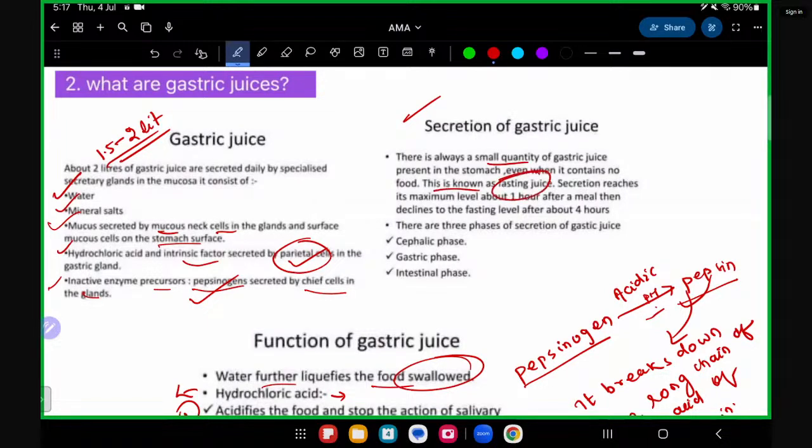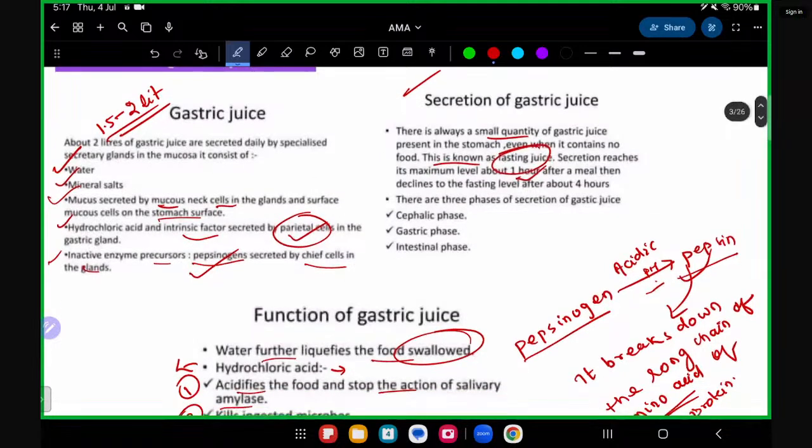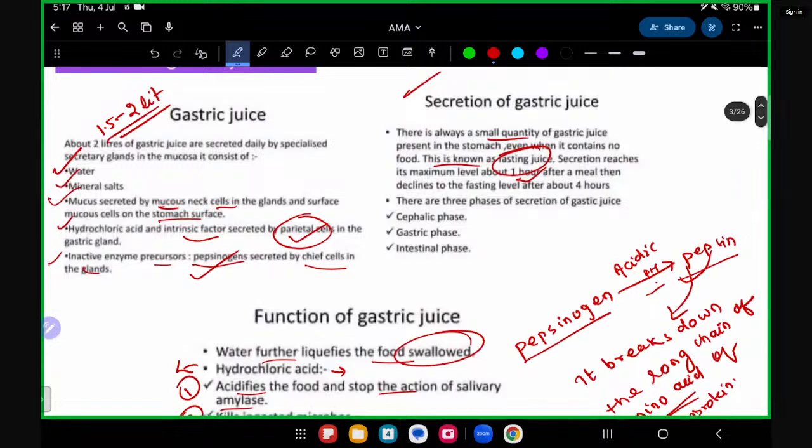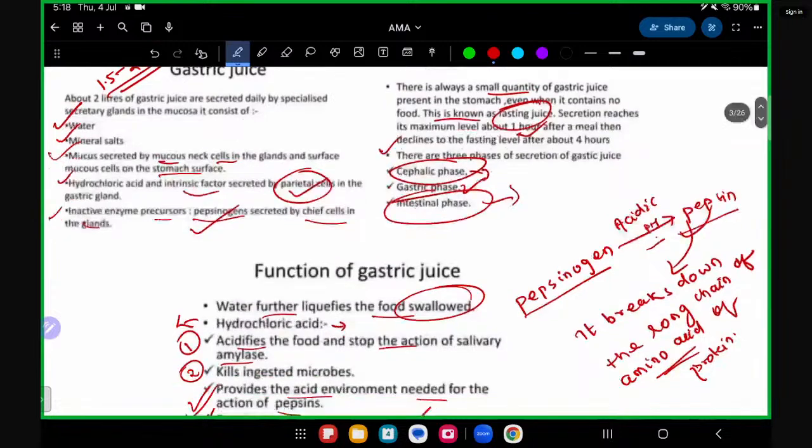Secretion reaches its maximum level about 1 hour after the meal. When our digestion takes place, there are 3 phases. One is the cephalic phase. That means when food is in our mouth, the amount of gastric acid secreted is known as the cephalic phase. Then the gastric phase, when food is inside our stomach. Then the intestinal phase, when food is inside our intestine, the amount of gastric acid secreted is known as the intestinal phase.